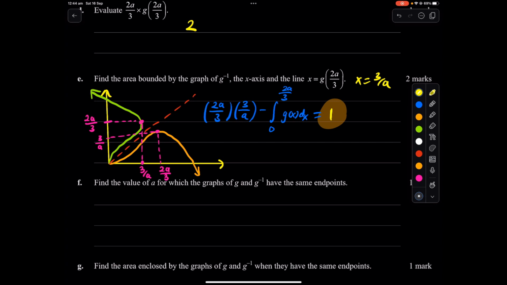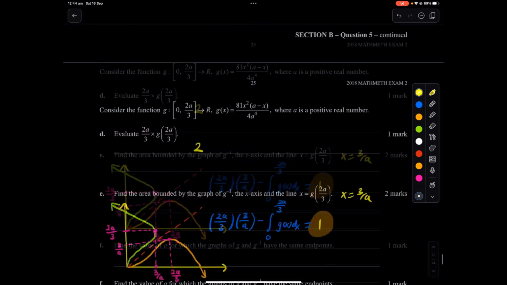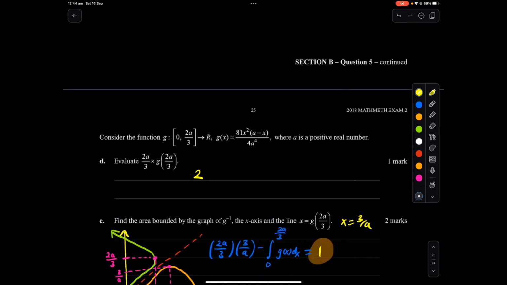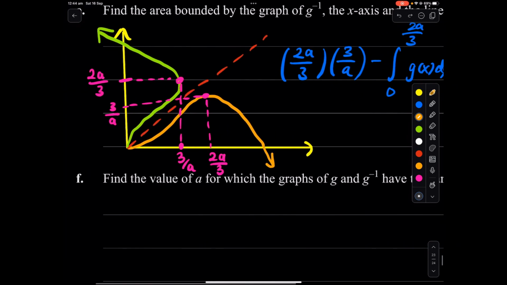The complexity of the question is hard, but the simplest answer is the answer. Like, it's the simplest answer they give. Okay. Find the value of a for which the graph of g and the inverse have the same endpoint. So, we know that this is the endpoint for g, yeah? From 0 to 2a. Yeah, so we're saying this is this. So this is the endpoint.